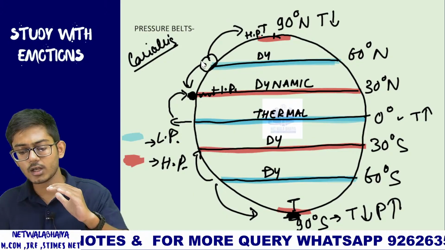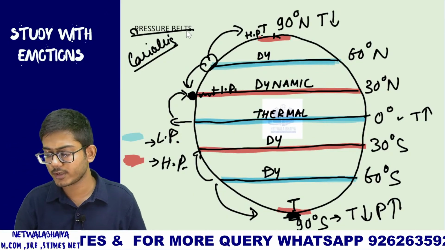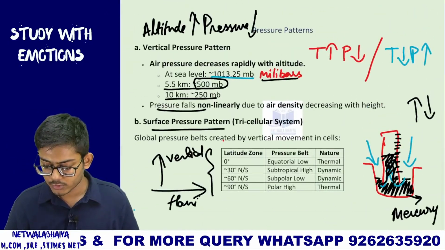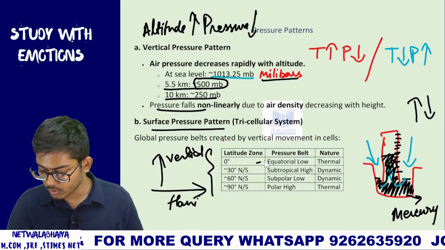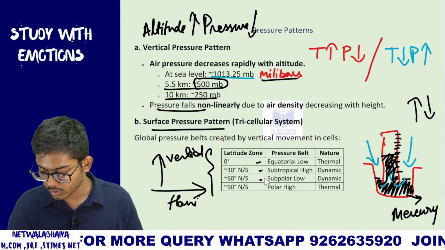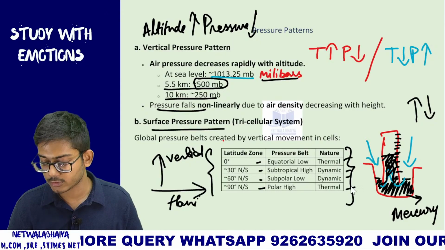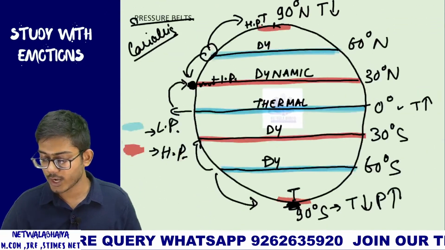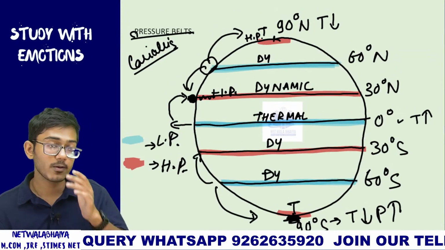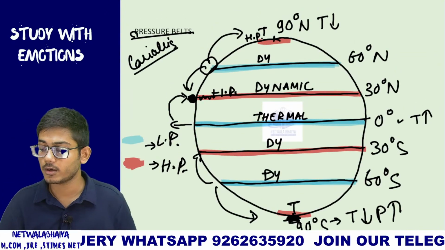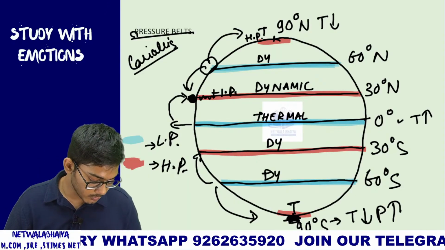So these are the pressure belts that we talk about. Let's revise it once again. It's your equatorial low, the subtropical high, the subpolar low, and the polar highs, and their nature, thermal and dynamic. All these things we have discussed very well in this diagram, and I hope you will remember it nicely and can easily answer all the questions that come from it.